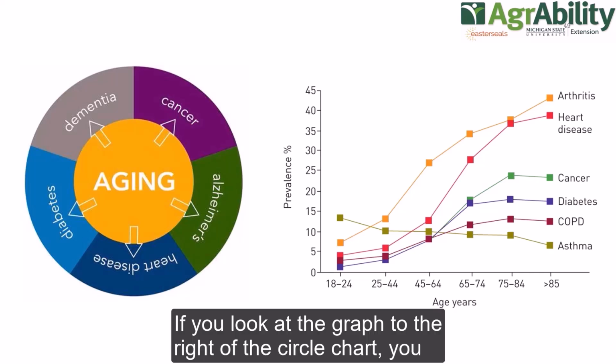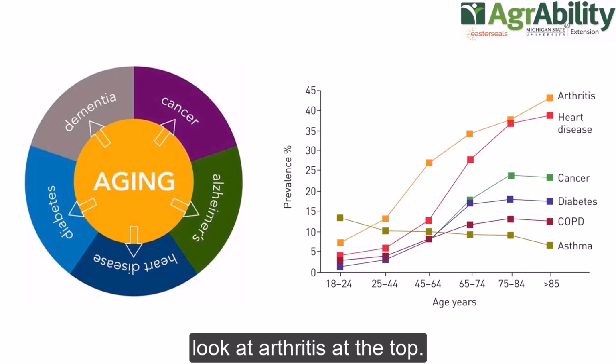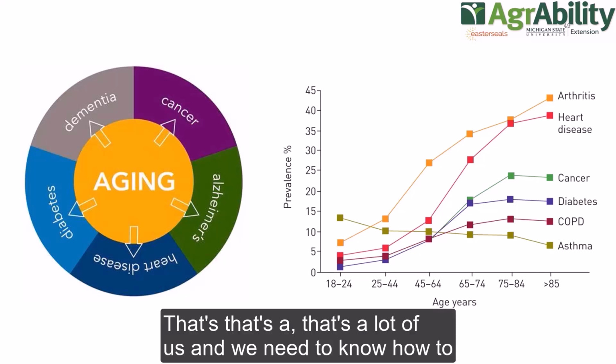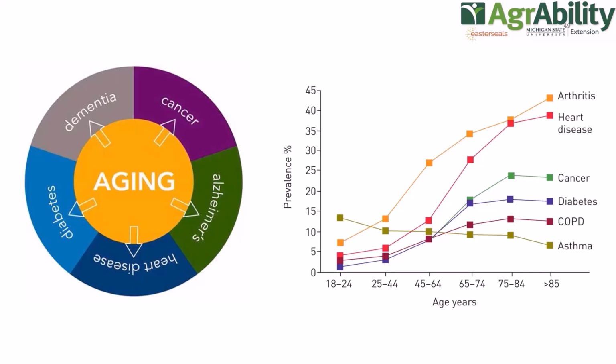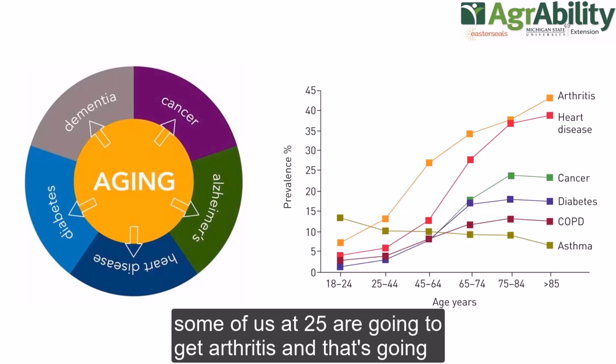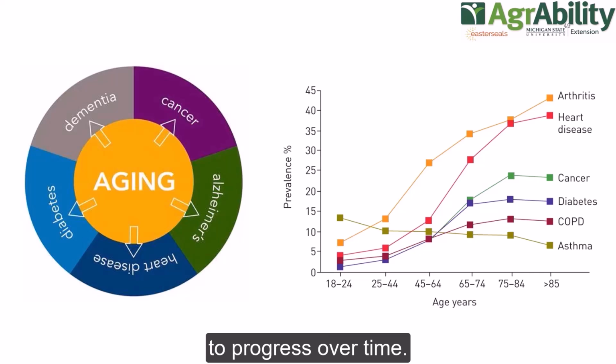If you look at the graph to the right of the circle chart, you look at arthritis at the top. Boy, oh boy, 45% of us, by the time we're 80, 85, are going to have arthritis. That's a lot of us, and we need to know how to manage that. But if you take that same line and draw it down, some of us at 25 are going to get arthritis. And that's going to progress over time, and we need to consider that.